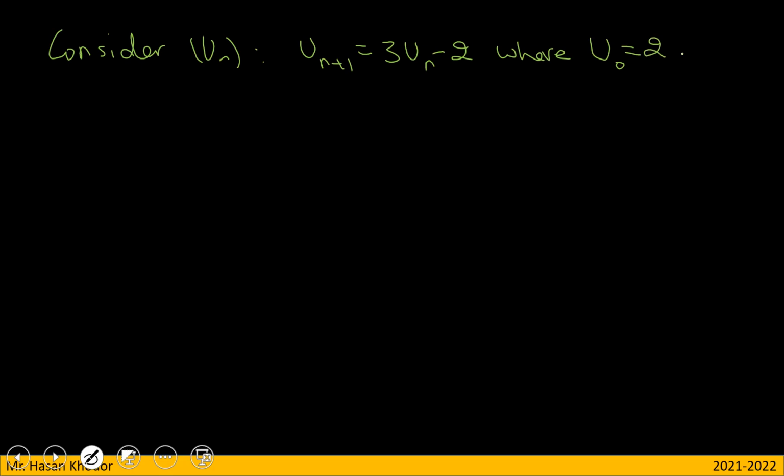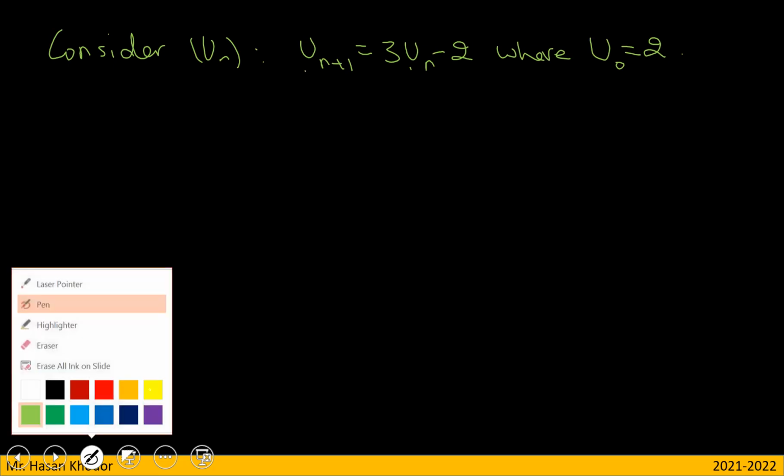Consider a sequence un defined by un plus 1, a recursive definition. What do we mean by recursive definition? We have a relation between every term in the sequence and the term preceding it. That is, un plus 1 with respect, for example, to un. Let's say it's equal to 3un minus 2, where u0 is equal, for example, to 2. Now here, this is a recursive definition. I have a relation between un and the following term, un plus 1.